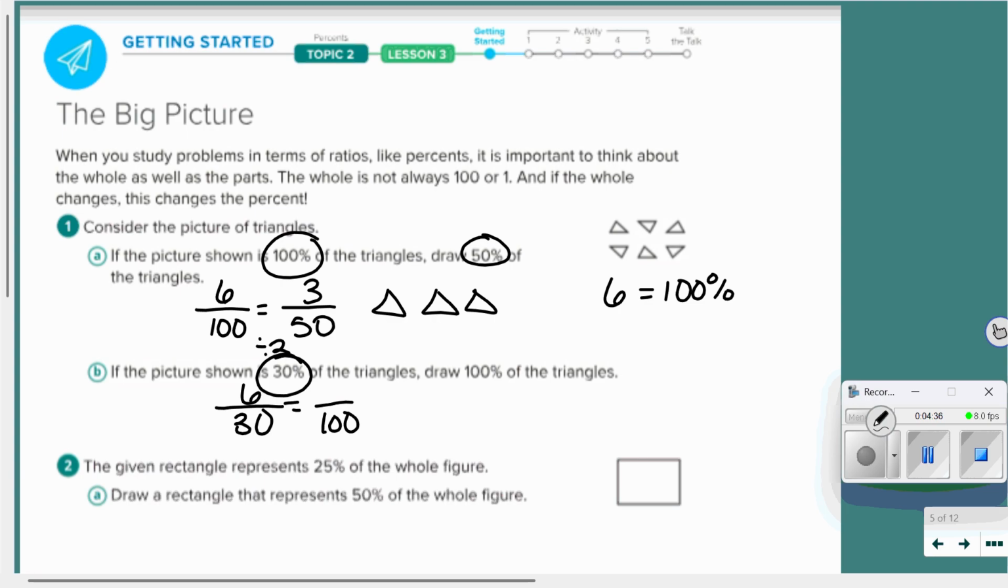Can 5 go into 6 evenly? No, but both can be divided by 3. So 6 divided by 3 is 2. 30 divided by 3 is... Can I do something to 10 to get to 100 evenly? What? So 2 times 10? 20. So you should have drawn 20 triangles for 100%. Does that make sense? Just that easy. I don't know why I'm getting so many blank faces.